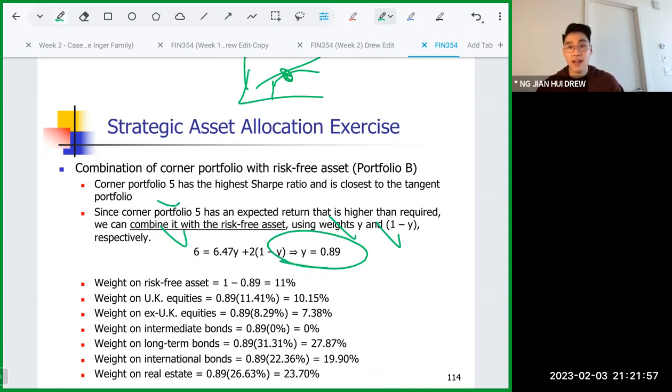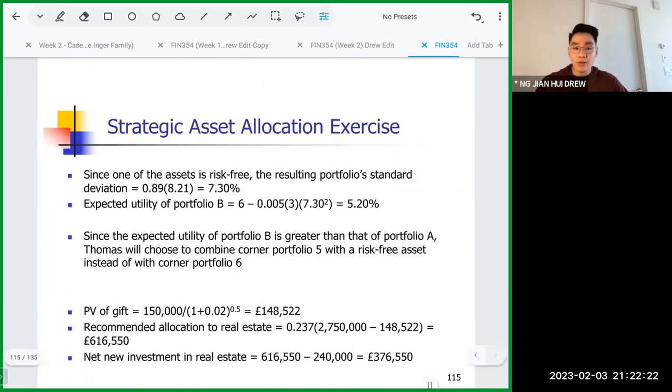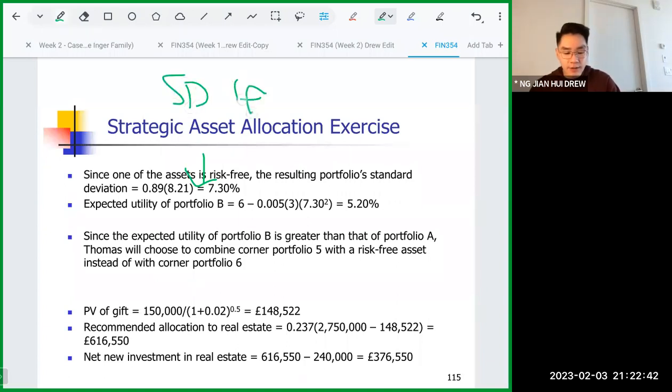And we calculate the value of Y required. We do the same thing and put in all this detail. Remember that we now need to include the weight of the risk-free asset, which is basically just 1 minus Y here. This is not all, because once you have calculated the weights, we also need to calculate the standard deviation of the portfolio with the risk-free asset. In this case, we do not need to consider correlation, because the standard deviation of your risk-free asset equals 0. There's no risk, basically. So your standard deviation is 7.3, which is 0.89% of your 8.21.